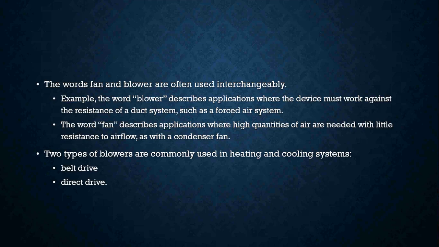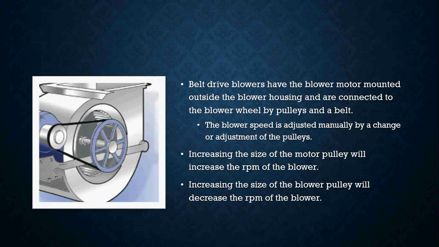The two types of blowers commonly used in heating and cooling are belt drive and direct drive. The belt-driven blowers, commonly found in older air handlers, have a blower motor mounted outside the blower housing, connected to the blower wheel by pulleys and a belt. In order to adjust anything on these, the blower speed is adjusted manually by changing or adjusting the pulleys.